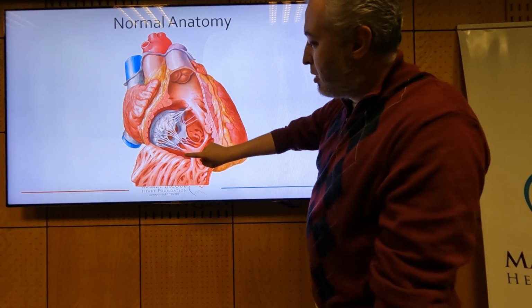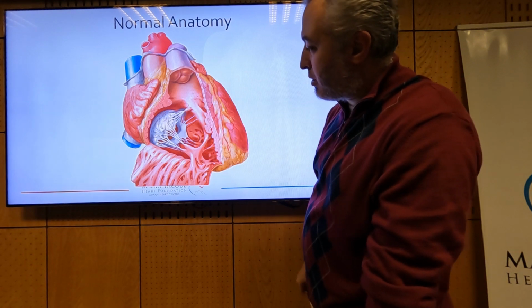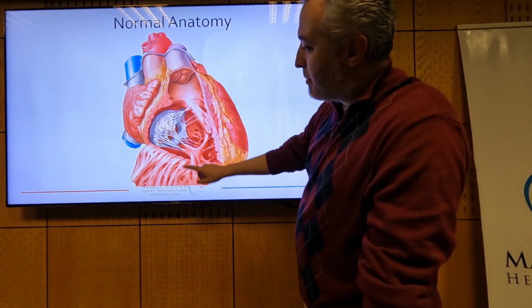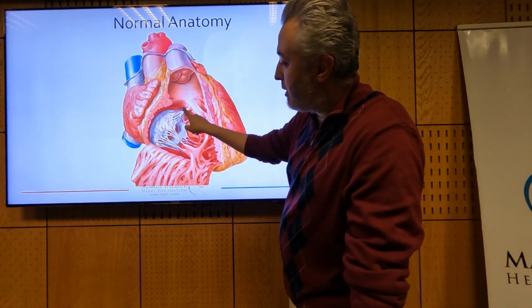And then we've got 3 papillary muscles, so anterior, medial, and posterior. And the tricuspid valve has got 3 cusps, so the anterior, posterior, and septal.